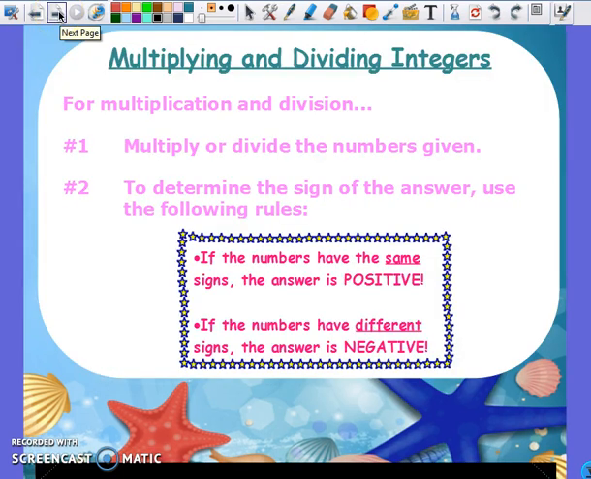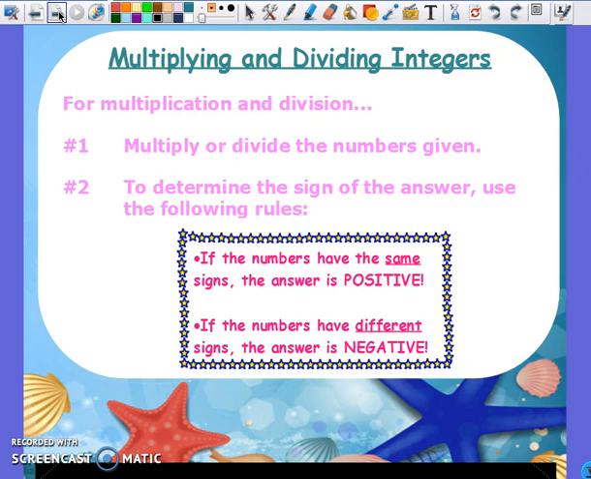So, with multiplying and dividing integers, there are certain rules. First rule is pretty simple. Multiply and divide the numbers given as usual like you would if no negatives were involved. Number 2, determine the sign of the answer by using these 2 rules.